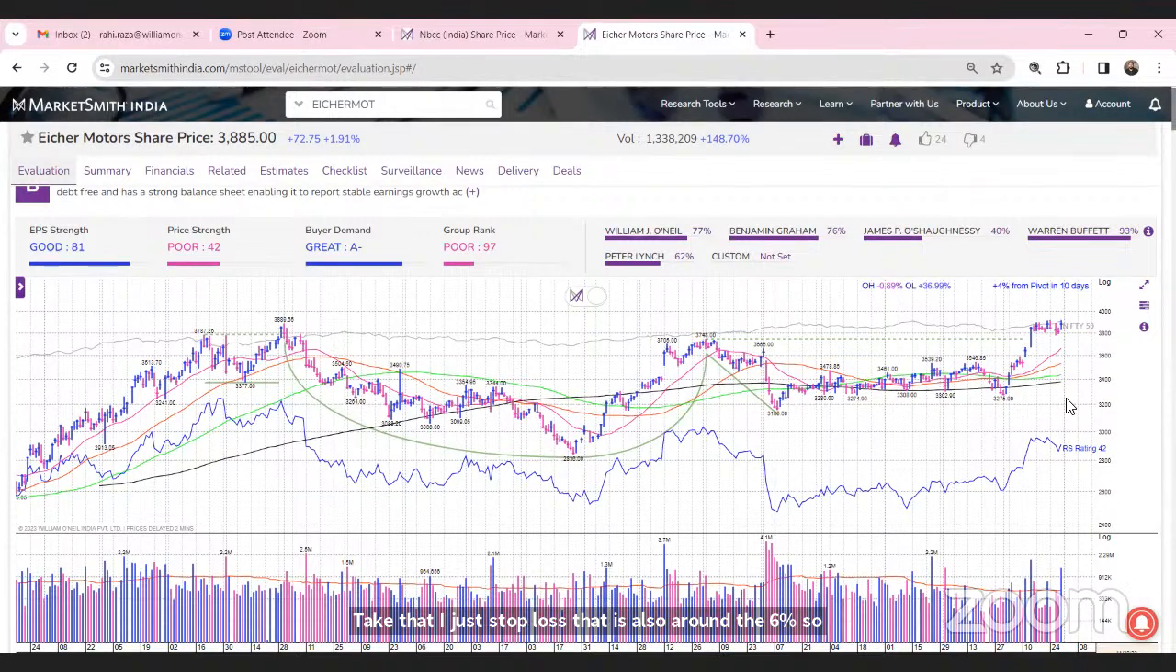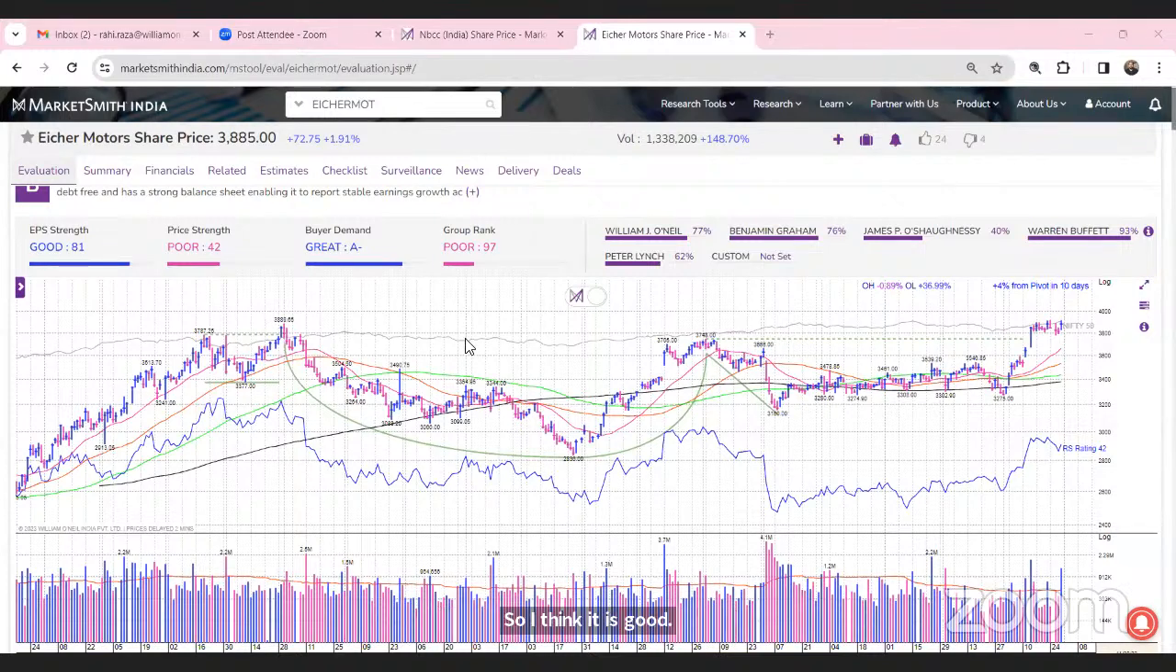If you look at the chart, there is no sign of weakness, and the stock is trying to move upside. Buying interest has emerged already, the buyer demand is A, and EPS strength is also 81. So it is actually good. And overall auto sector is doing good. So I think it is good.